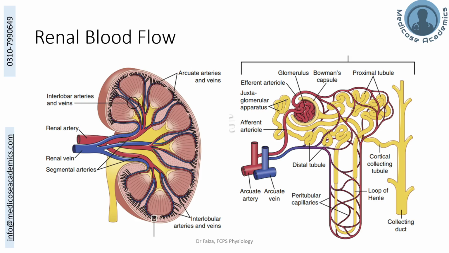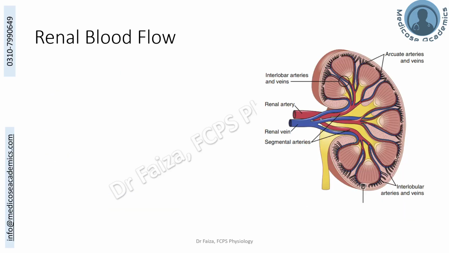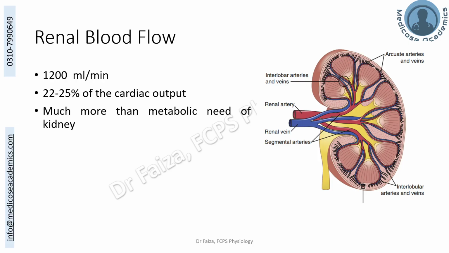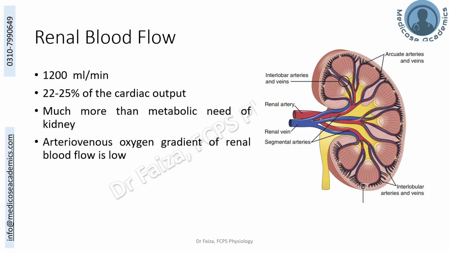Renal blood flow. We have already seen the distribution of the vessels, arteries, veins across the nephron and the kidneys in our previous session on physiological anatomy of the kidney. To quickly review, it's 1200 ml per minute. That is approximately 22 to 25% of the cardiac output, which is much more than the metabolic needs of the kidney for the purpose of excretion of the waste products majorly.